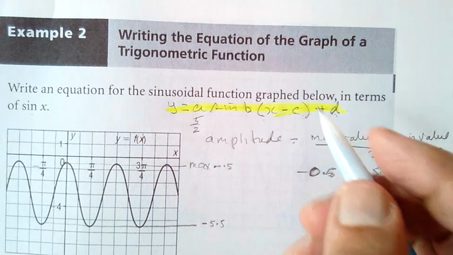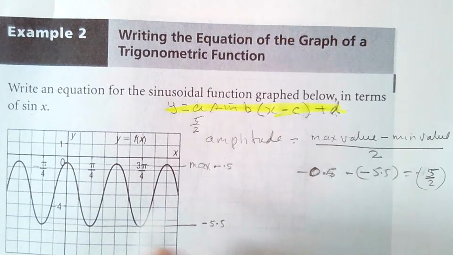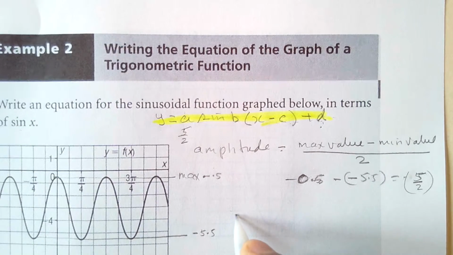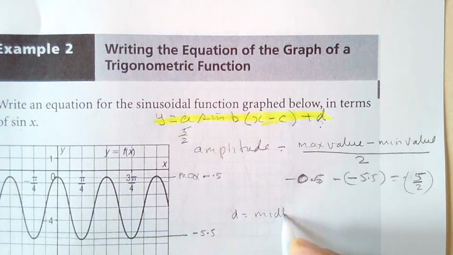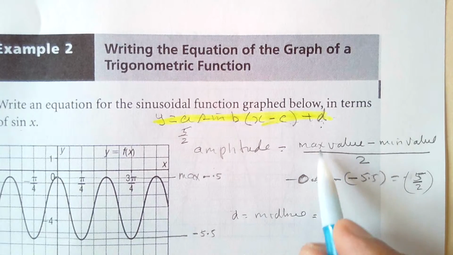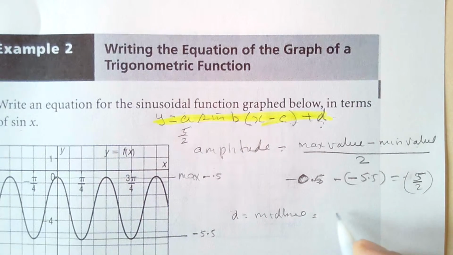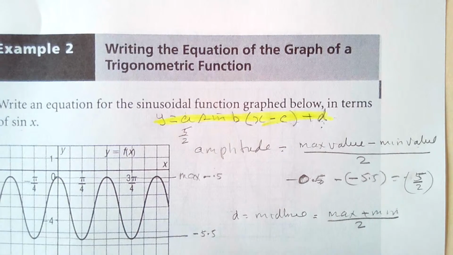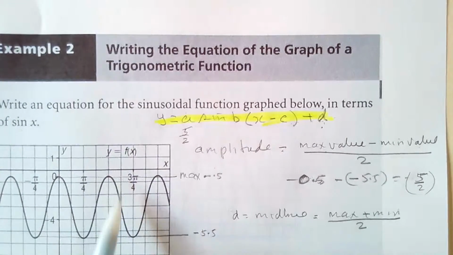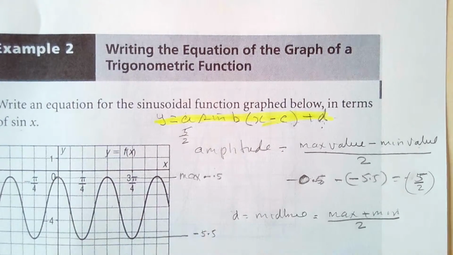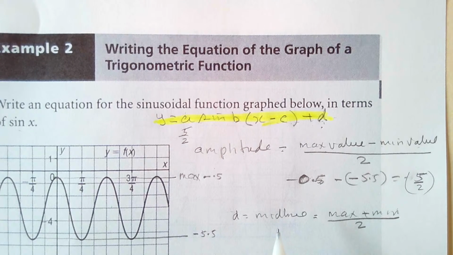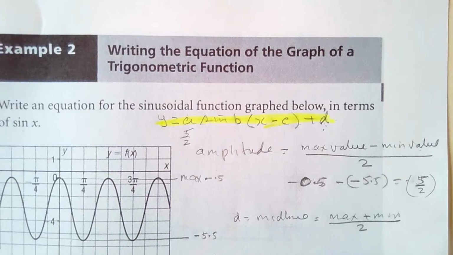Next, we want to find our midline. It's probably easier to do. Your midline, which is your D, is your max plus your minimum divided by 2. Remember, your midline is halfway between your maximum and minimum. You can eyeball it here, and you probably could work it out. But we're not going to eyeball it. We're going to use it exactly as it's much easier to work.